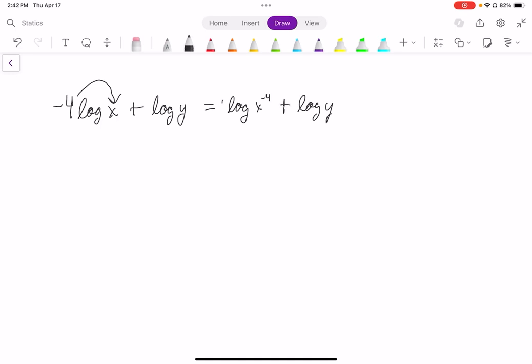Now that both of these have a plus sign, I can write them as a product. So this is going to be equal to log x to the -4th y. Lastly, since we have a negative exponent, I'm going to rewrite this as log 1 over x to the 4th times y, which is simply log y over x to the 4th.